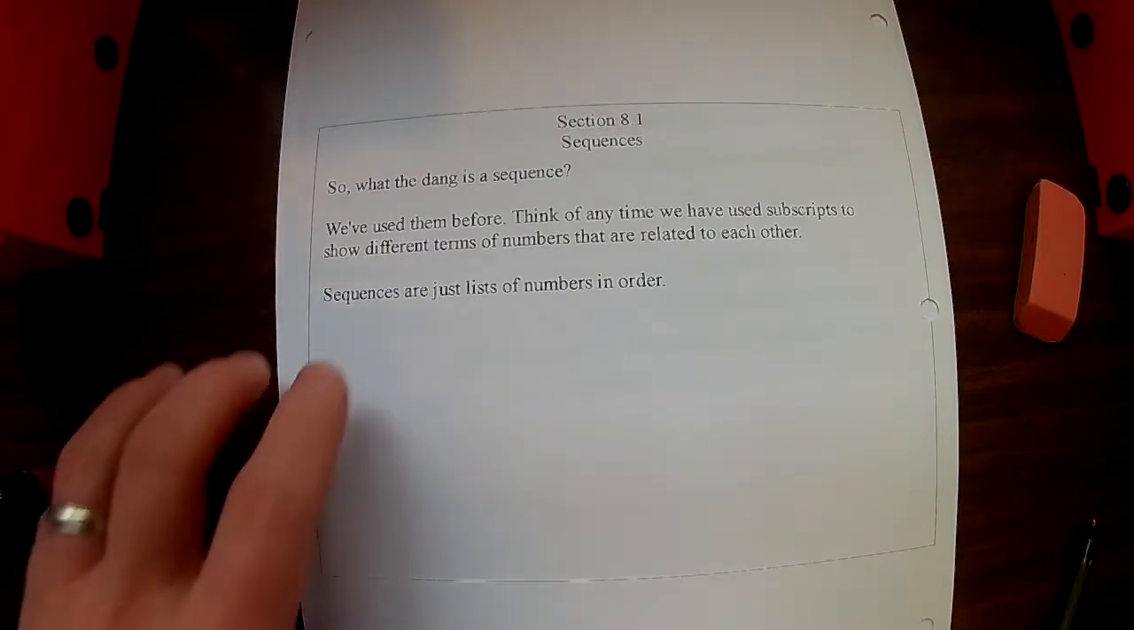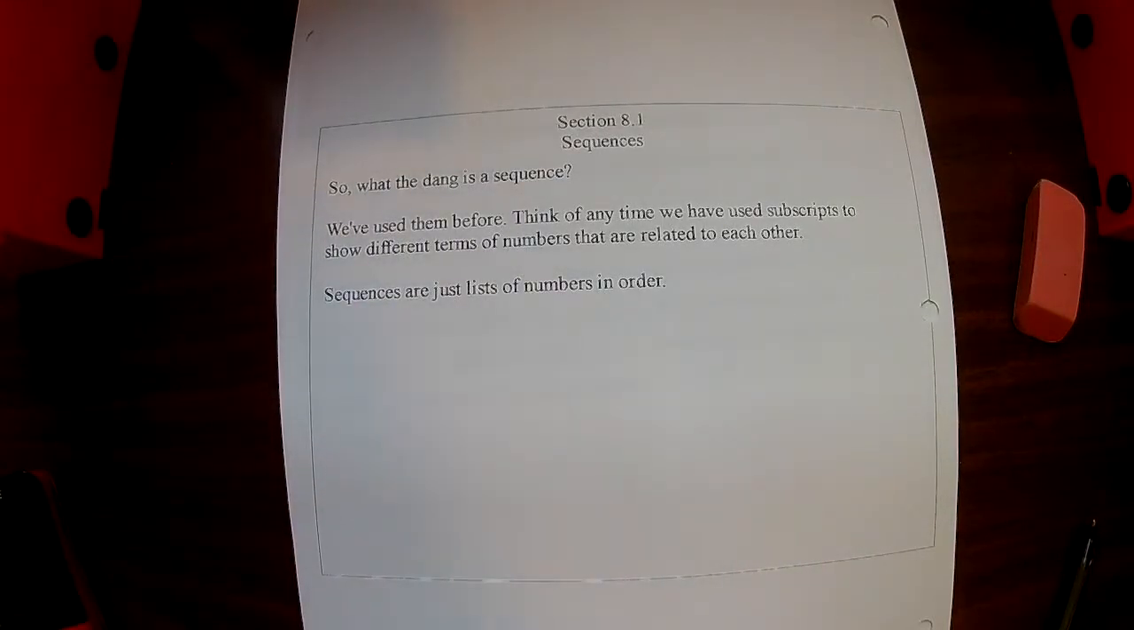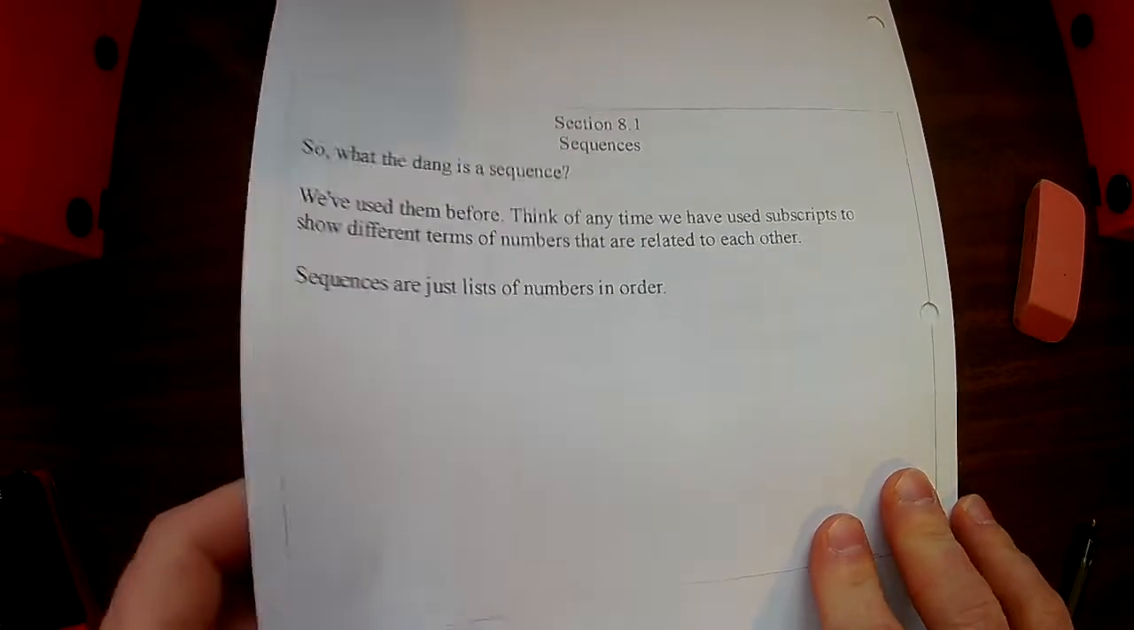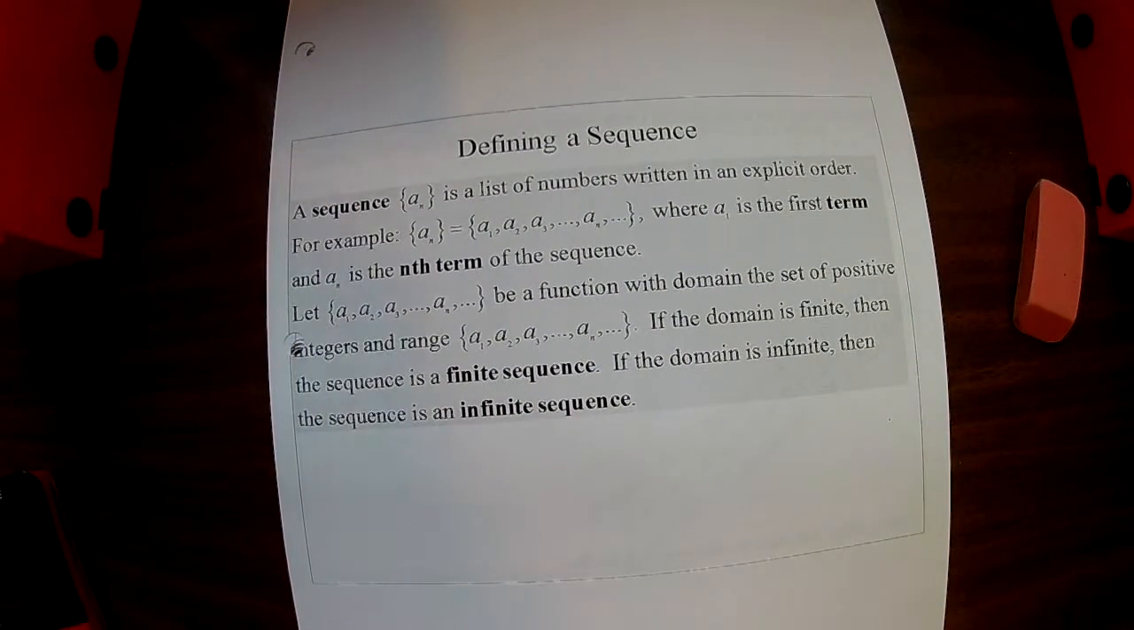So a sequence, the big picture here, sequences are just lists of numbers in order. So defining a sequence: a sequence is a list of numbers written in an explicit order. Explicit here does not mean cursing. It means a very decided number. It is set right there. For example, a sub n, the sequence of a sub n equals a sub 1, a sub 2, a sub 3, and so on until the sequence ends, where a sub 1 is the first term and a sub n is the nth term of the sequence.